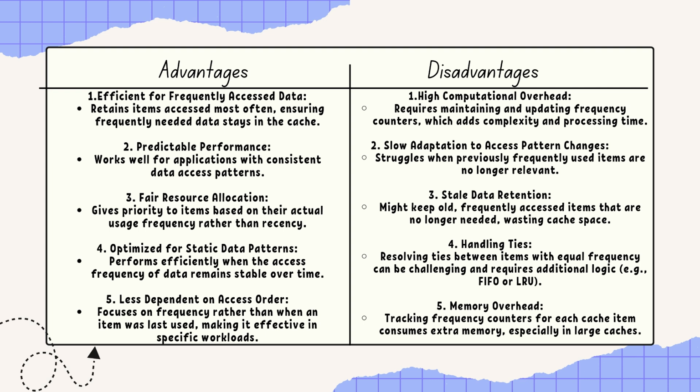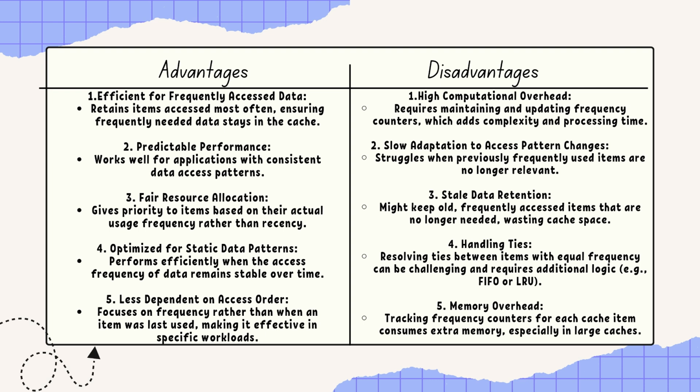So these are the advantages and disadvantages of LFU. So the advantages: firstly, efficient for frequently accessed data. It retains items accessed most often, ensuring frequently needed data stays in the cache. Second is predictable performance. It works well for applications with consistent data access patterns. Thirdly, fair resource allocation. It gives priority to items based on their actual usage frequency rather than recency.